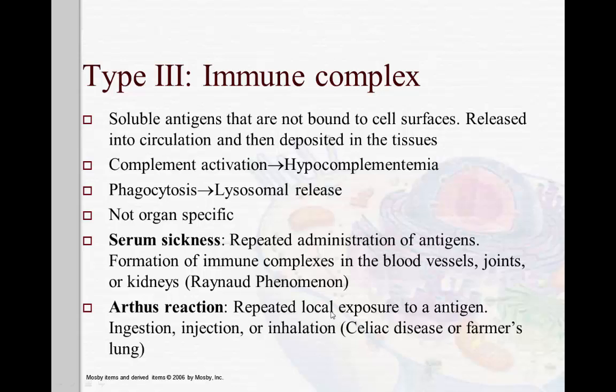So again, this is basically a repeated local exposure to an antigen. It could be due to inhalation. It could be due to vaccinations. In addition, another example of an Arthus-type reaction could be celiac disease. Celiac disease is an immunologically mediated disease that is genetically susceptible. Patients would have intolerance to gluten, resulting in mucosal inflammation of the intestine that causes malabsorption. Patients will present with diarrhea and abdominal pain, and the diagnosis is basically by biopsy of the small bowel.